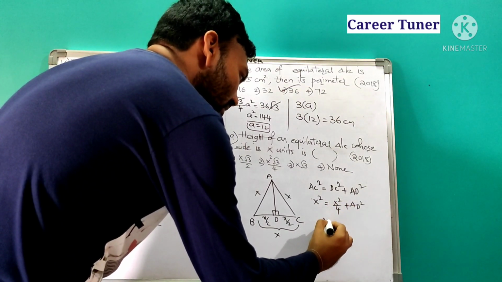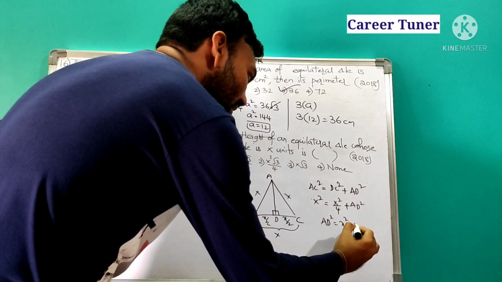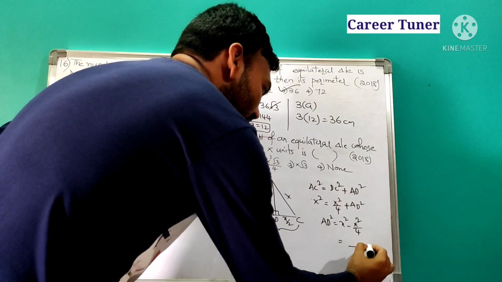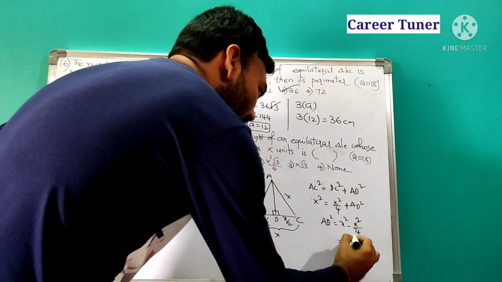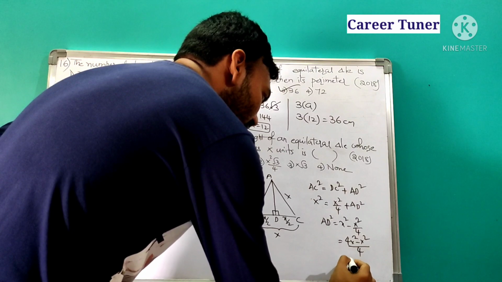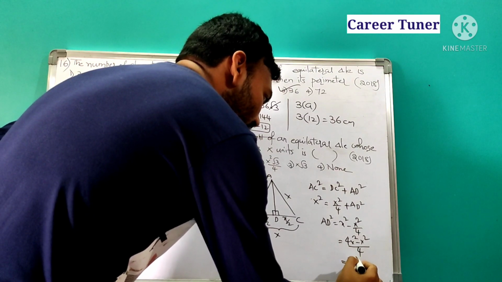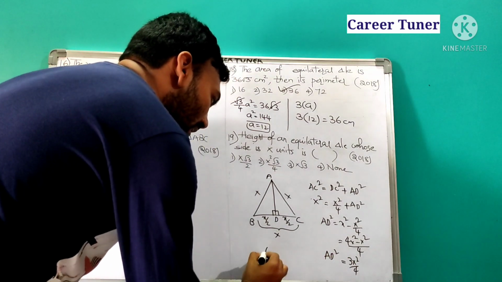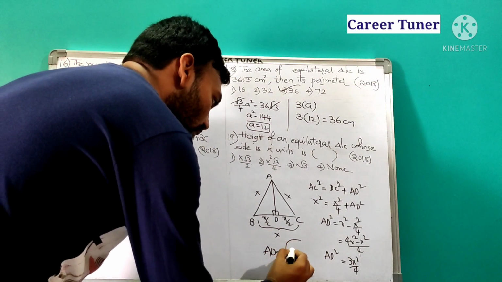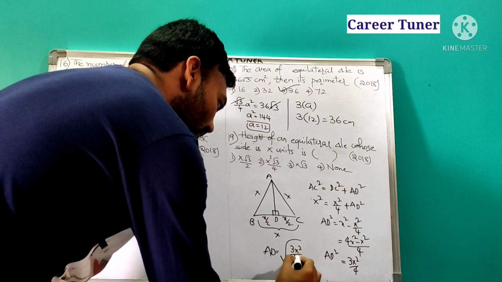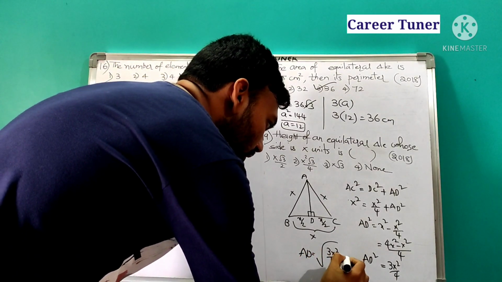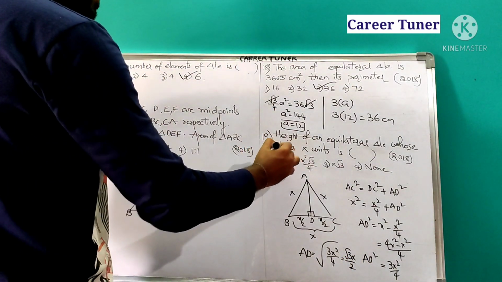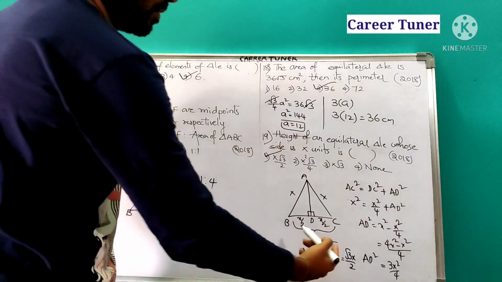Therefore, AD square is equal to how much? x square minus x square by 4. So, that is how much? LCM is 4. So, therefore, 4x square minus x square, that is nothing but 3x square by 4, which is equal to AD square. Therefore, AD is equal to how much? Root of 3x square by 4, which is equal to root 3 x by 2. Therefore, the first one is our option, x root 3 by 2 or root 3 x by 2.